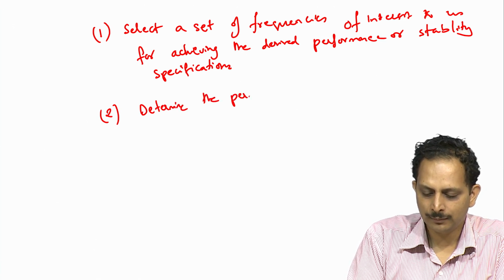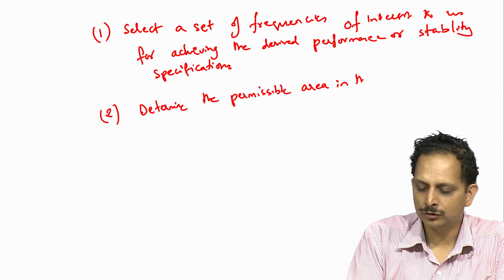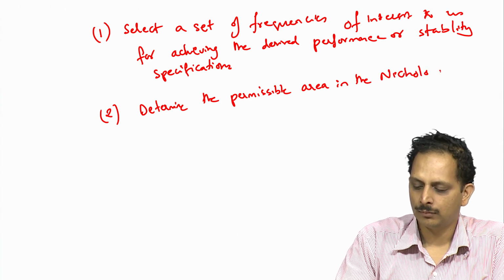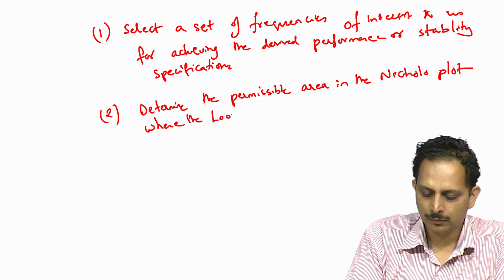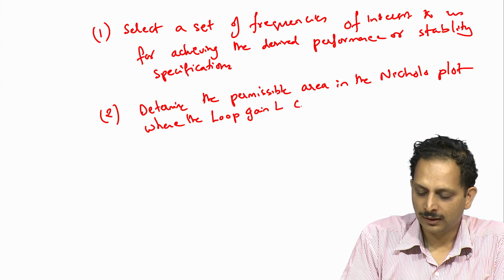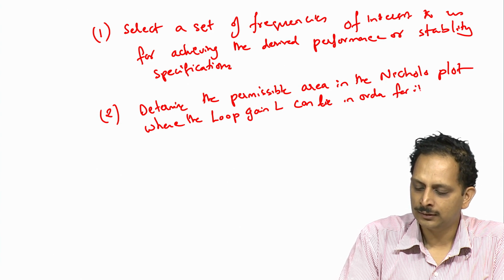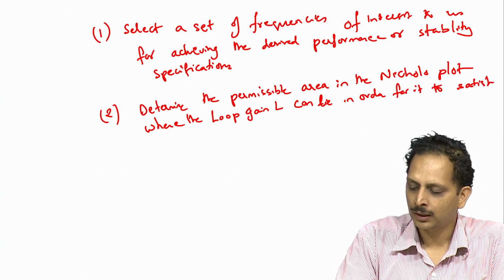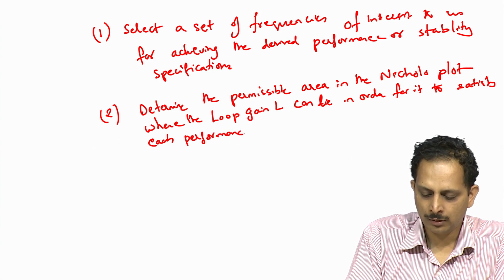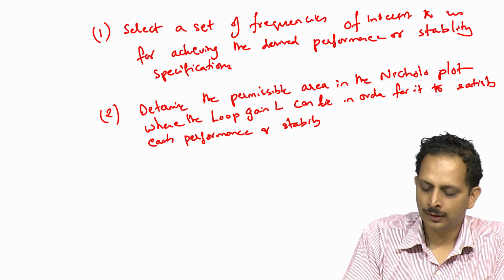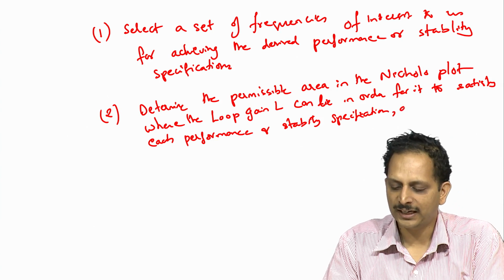The second step in the design is to determine the permissible area in the Nichols plot where the loop gain L can lie in order for it to satisfy each performance or stability specification at a given frequency.